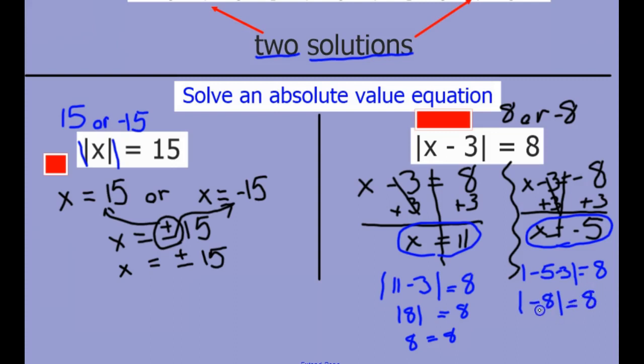Now we have a dirty number in our shower, so we have to clean that up so it comes out clean. 8 now equals 8. So we know that negative 5 and 11 are both solutions or answers to our problem.